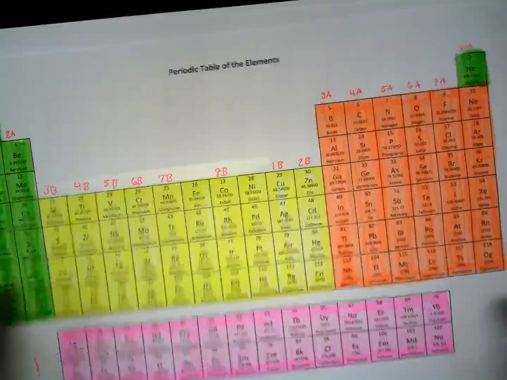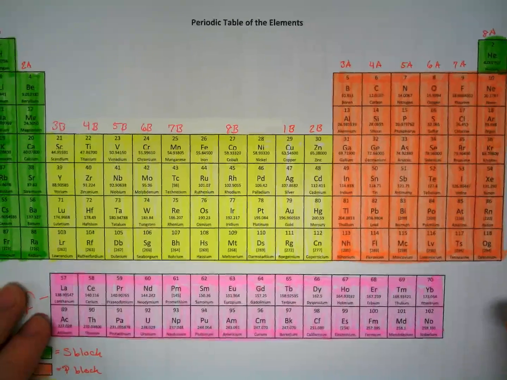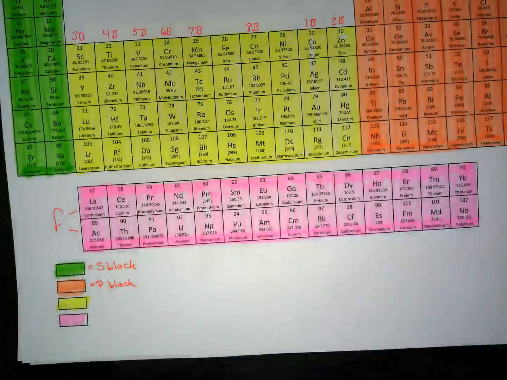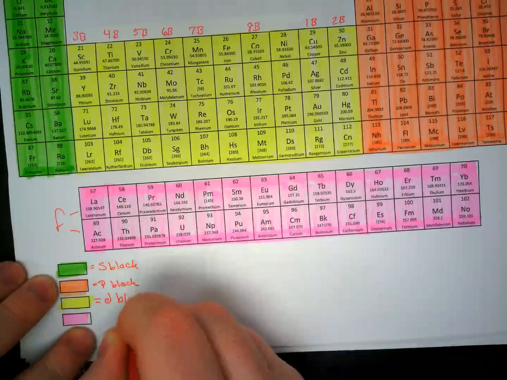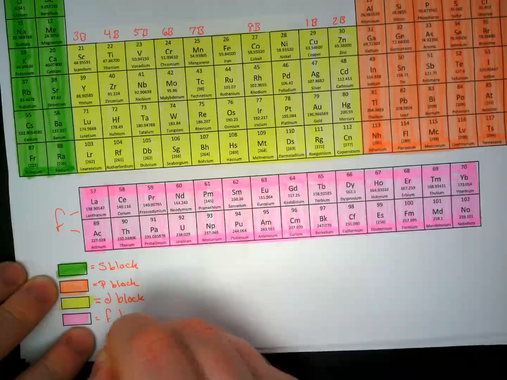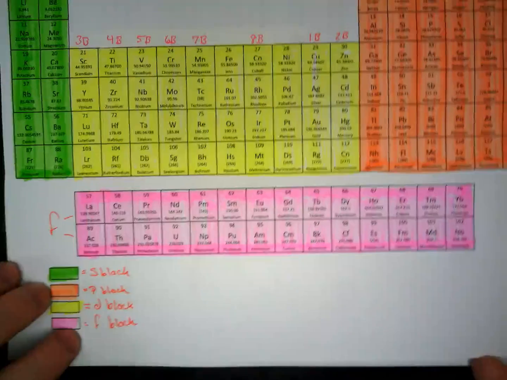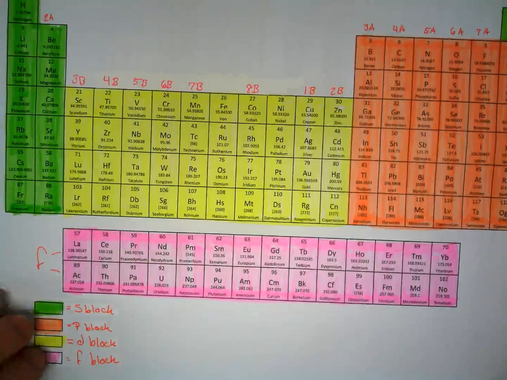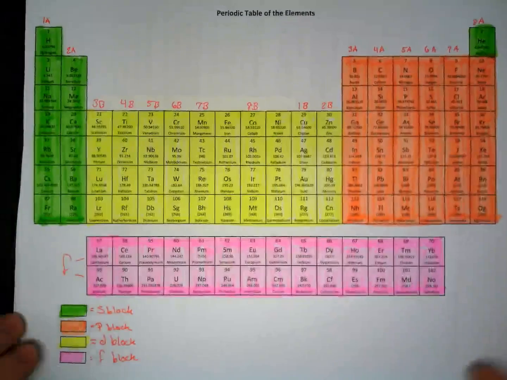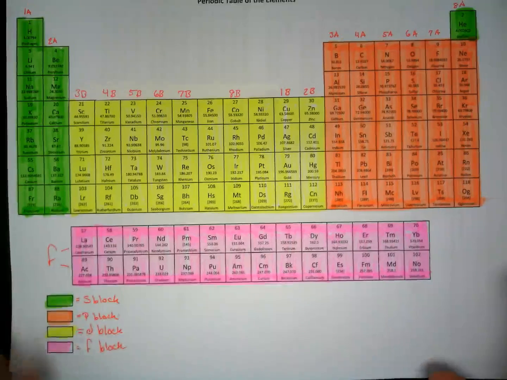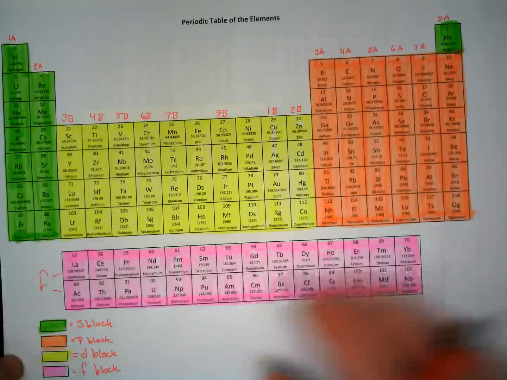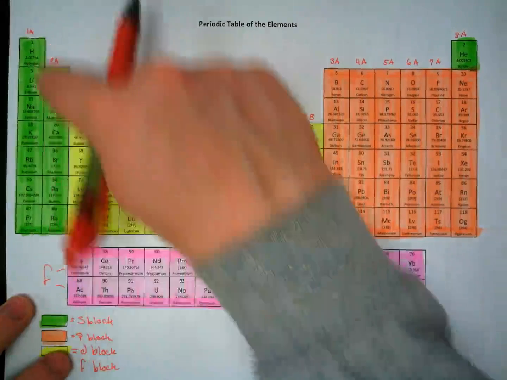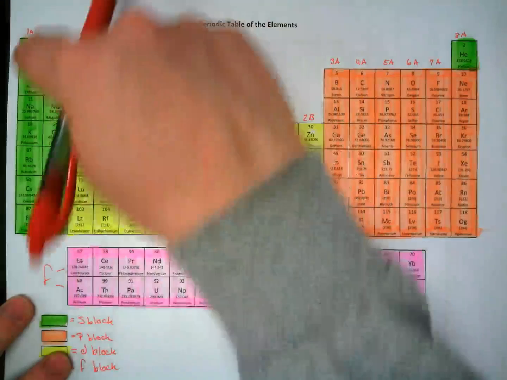Everyone should have this; it's a new copy of this periodic table that you get today. What I want you to do is color it in with markers, or if you have highlighters, go ahead and fill these out. You've got the little color coding key down here. Notice, here are my S block elements right here.